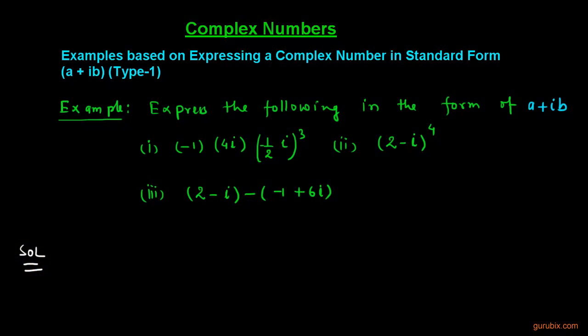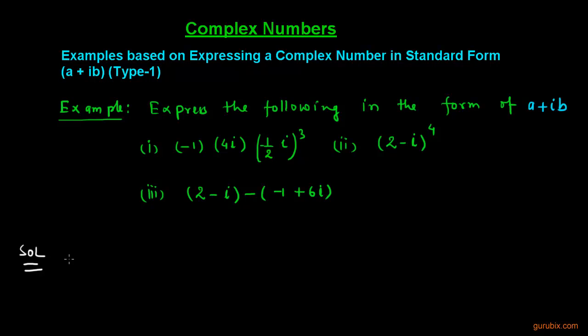Welcome friends. In this video, we shall learn how to express a complex number in the form of a plus iota b. This means in standard form. And we shall learn it by an example. The example is as follows. Express the following in the form of a plus iota b. And here are three parts of the example.